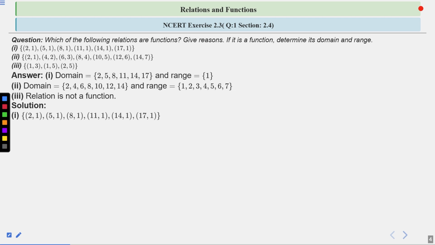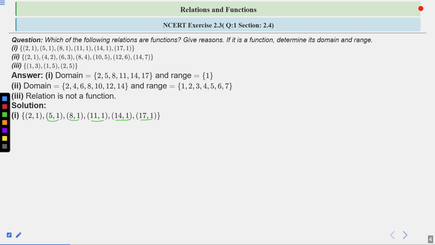So first one is your function. Why? Because if you try to observe, every element has exactly one image. 2 is associated with 1, 5 related with 1, 8 also related with 1, 11 also related with 1, same 14, same 17. Clear?